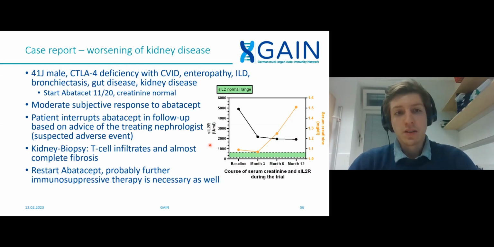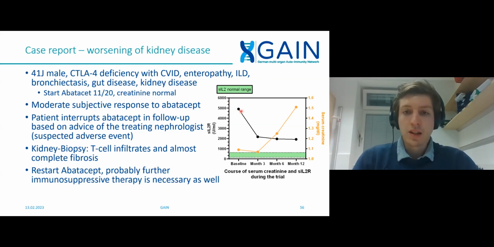The second case report is about worsening kidney disease in a 41-year-old male patient with complicated CVID with enteropathy and interstitial lung disease. When we started the abatacept in the trial, this patient had normal kidney values, especially normal serum creatinine. And as you have seen, he had a really high interleukin receptor in terms of immune activation, which was dropping initially quite well, but stayed stable during the trial.